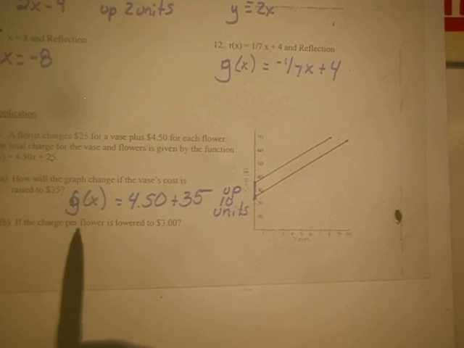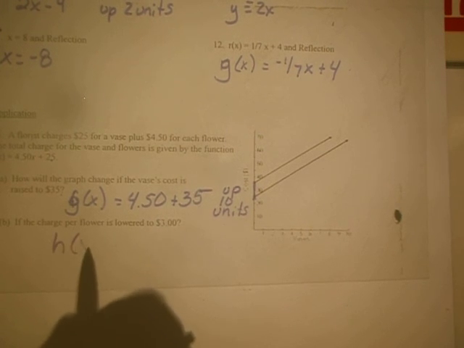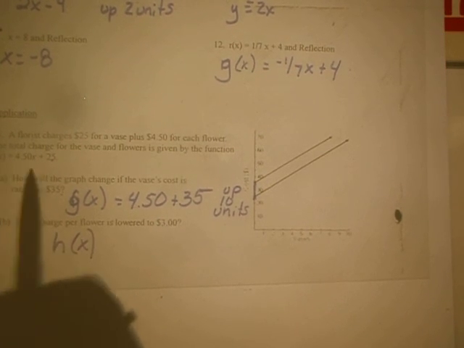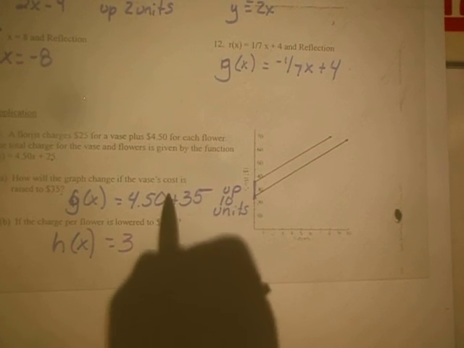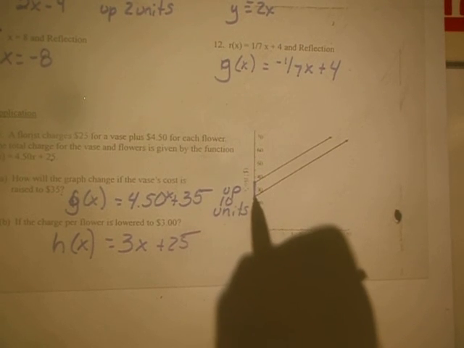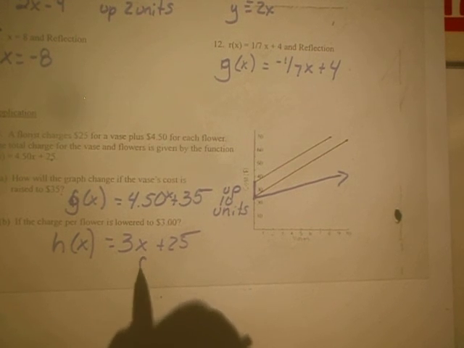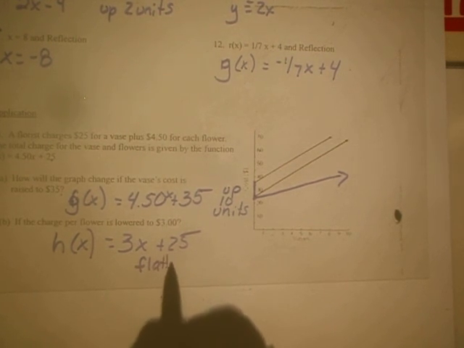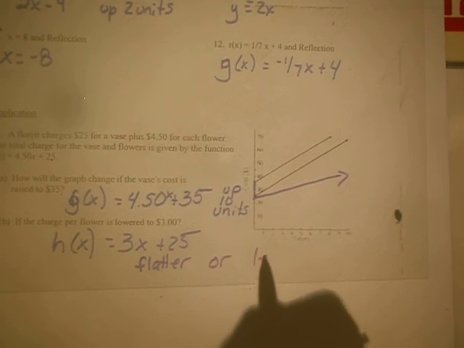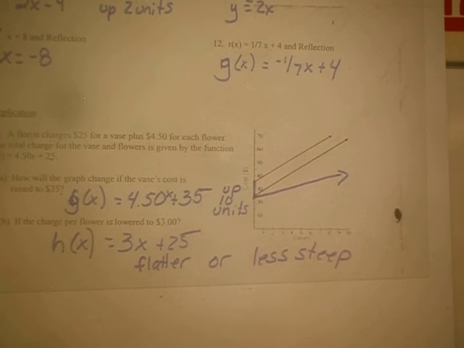And if the charge per flower is lowered to $3, let's call this h of x. I'm going to go back to this original one. That would be 3x plus 25. And that line would be a little flatter, a little less steep. It would be a little less expensive. So this would be a flatter line or less steep, however you want to say that. Flatter or less steep.